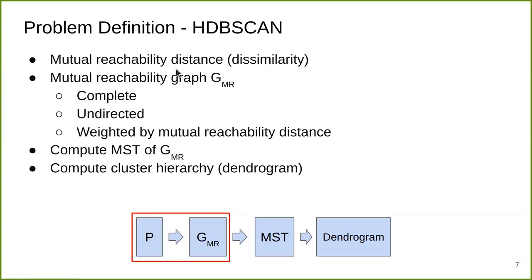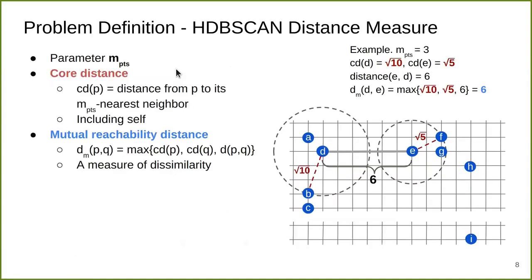So we need to define the measure of dissimilarity. The HDBSCAN problem takes in one parameter m. In the example that I'm going to show on the right, I use m equals 3. First, I define core distance. The core distance of a point P is defined as the distance from P to its mth nearest neighbor, including P itself. In the example, I'm going to use E. E's third nearest neighbor, including E itself, is F, from which E has a distance of square root of 5. Therefore, E has a core distance of square root of 5.